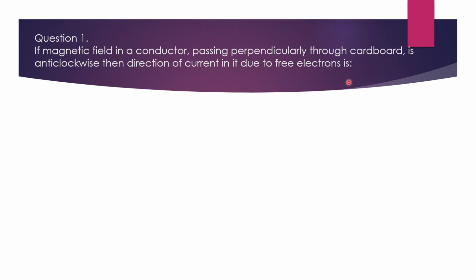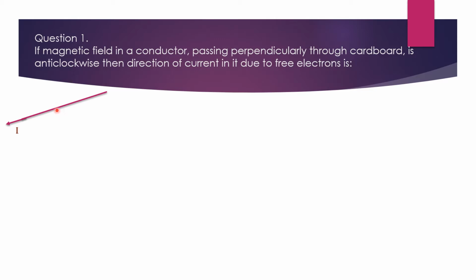Now, here there are a few things to note. We need to find the direction of current in a magnetic field which is passing through a cardboard. If any conductor has a current I passing through it, it develops a magnetic field around it.